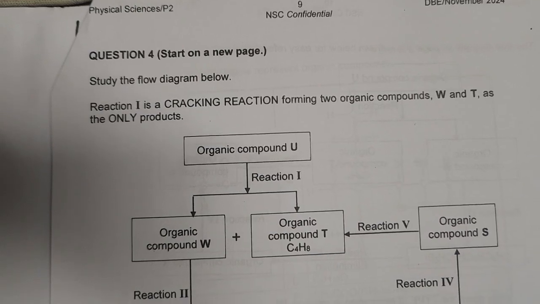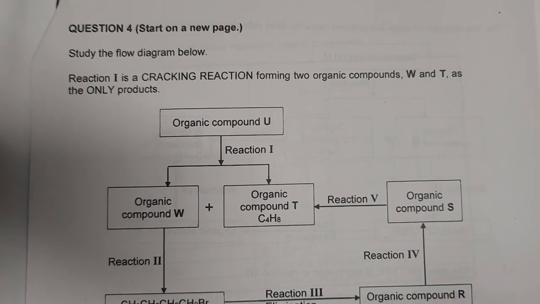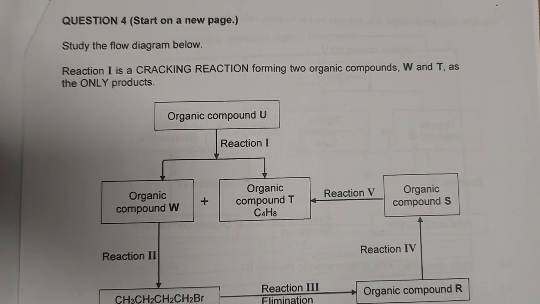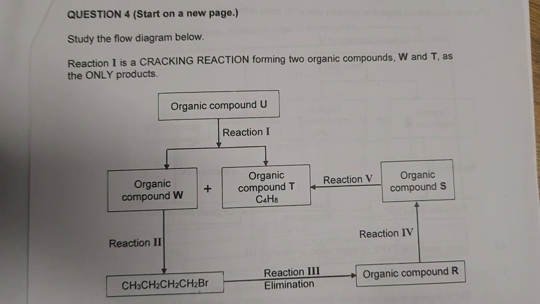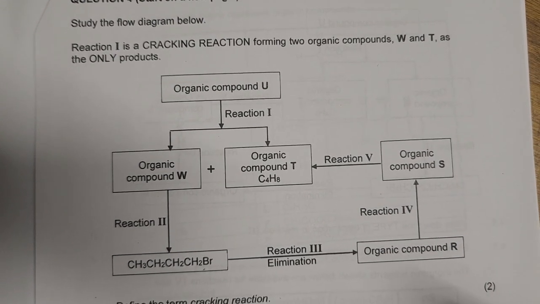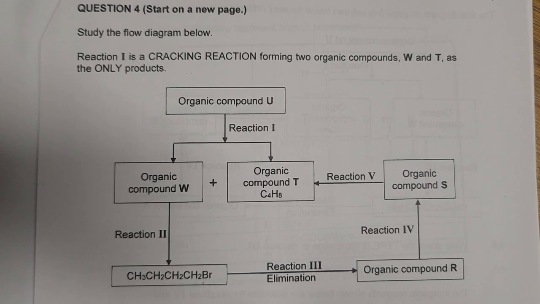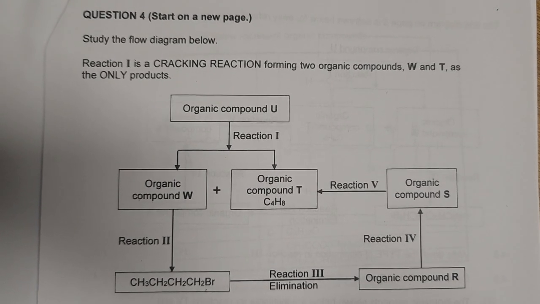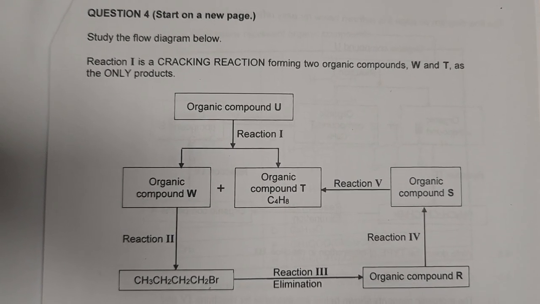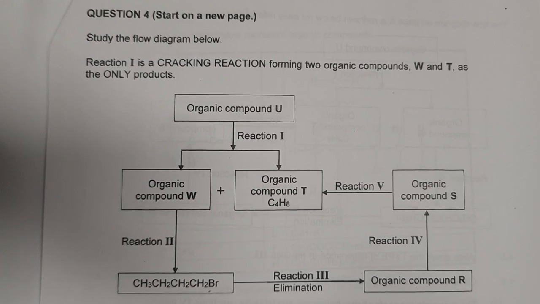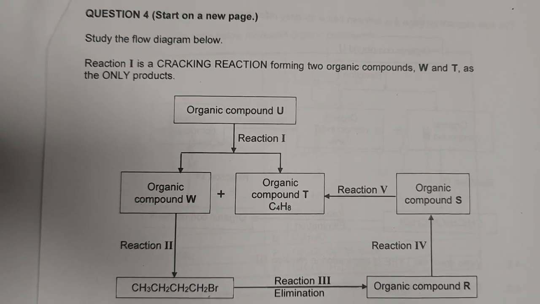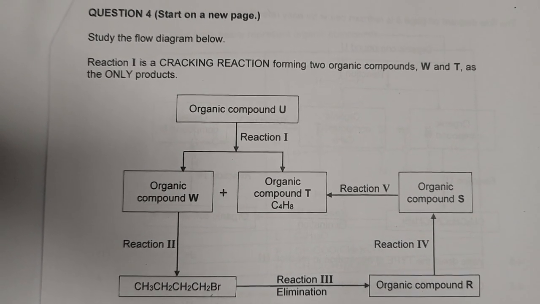Remember, the secret in the organic molecules for all of us is to make sure that we take at least 5 minutes in analyzing the flow diagram, and then the answering of the question will become very easy. Study the diagram, the flow diagram below. The reaction 1 is a cracking reaction. We are being told forming 2 organic compounds, W and T, as the only products.